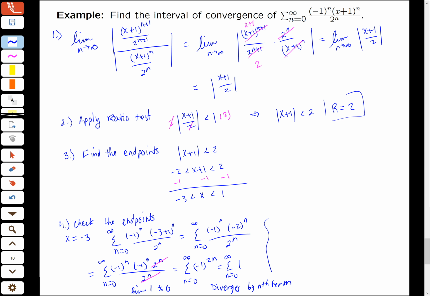Now, this is what you're getting confused on. If you have 2 cubed times 2 to the 4th, what do you get? 2 to the 7th. So if I have minus 1 to the n times minus 1 to the n, I get minus 1 to the n plus n. You don't multiply your bases. You add your exponents.